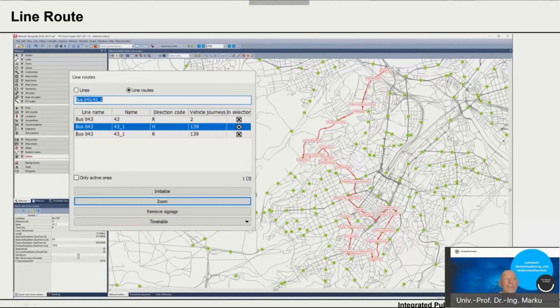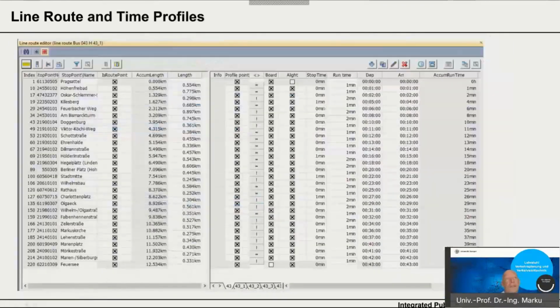So you have the name, you have the directions, you already have the vehicle journeys, and here you see the sequence of stops, this is the line route. And here again, you see the line route. You see the lengths between the stops. This is what we later on need to compute something like service kilometers, propulsion costs. This is the accumulated length. So this line is 12.5 kilometers long.